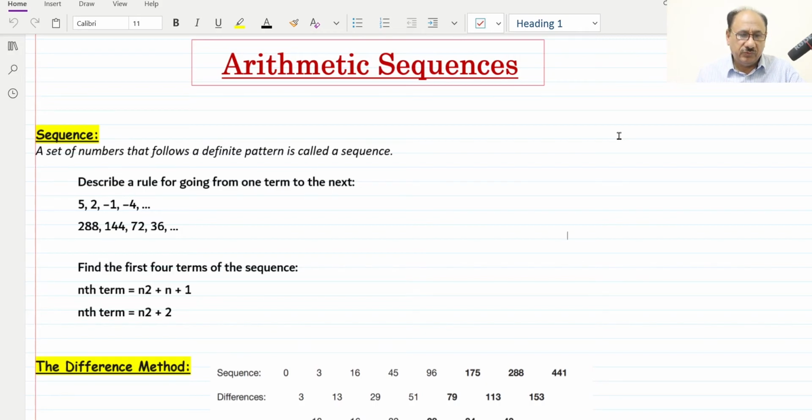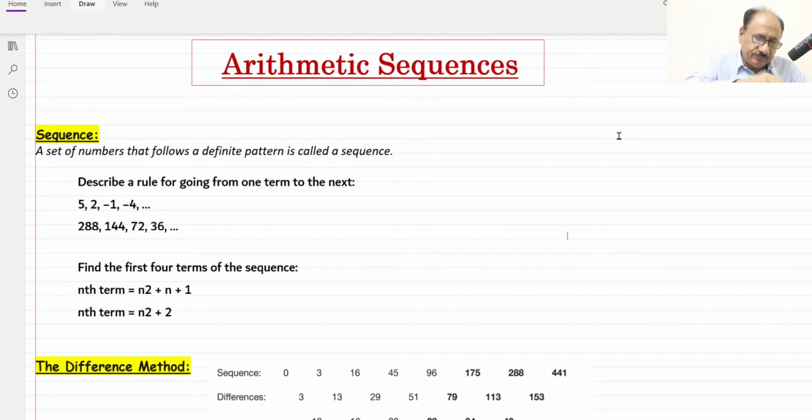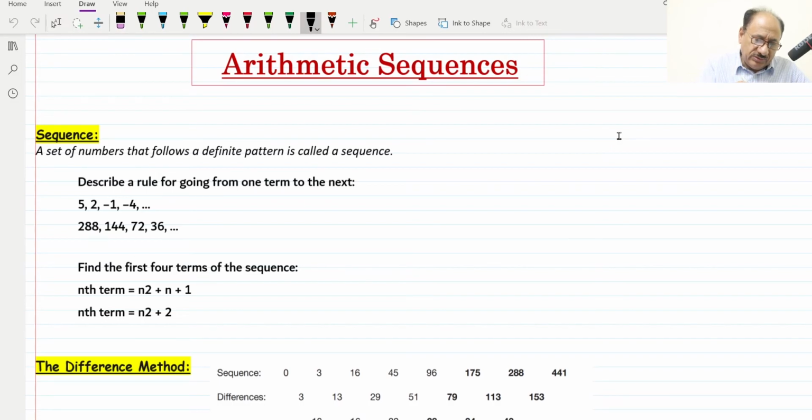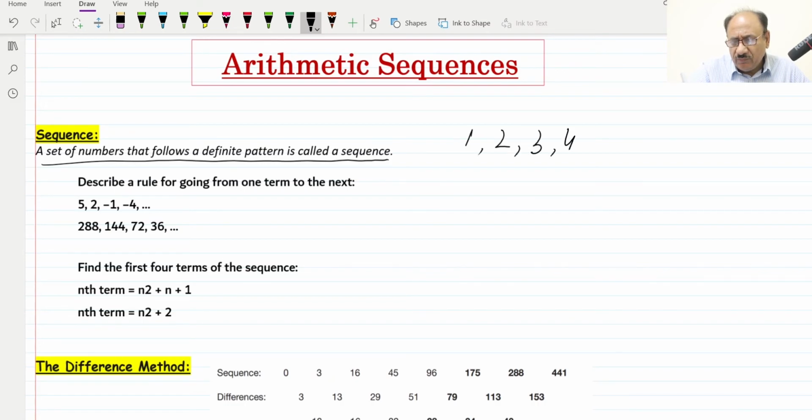So let us move to today's video, which is arithmetic sequences. First of all, we will define what a sequence is. A sequence is a set of numbers that follows a definite pattern. For example, we can write 1, 2, 3, 4, 5, and so on. This is a sequence. One after the other, we are getting numbers by a set pattern, by a rule.